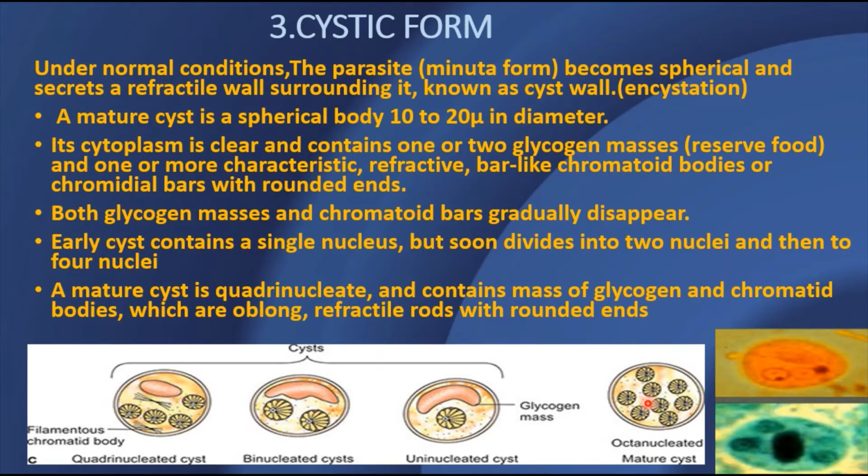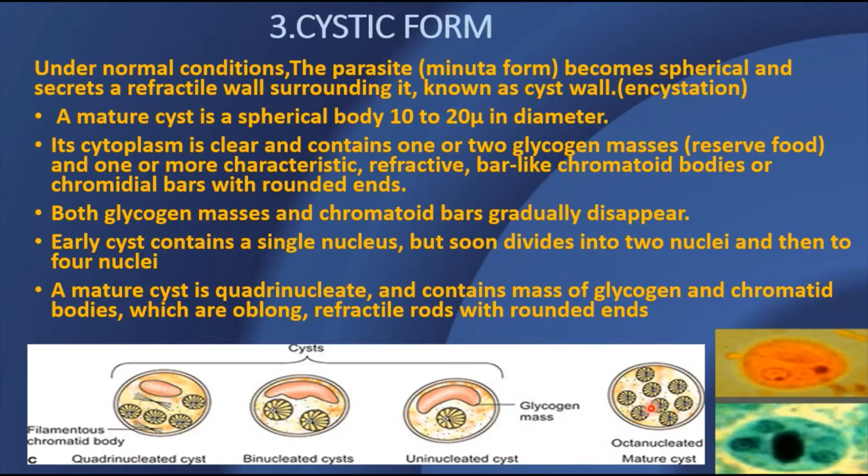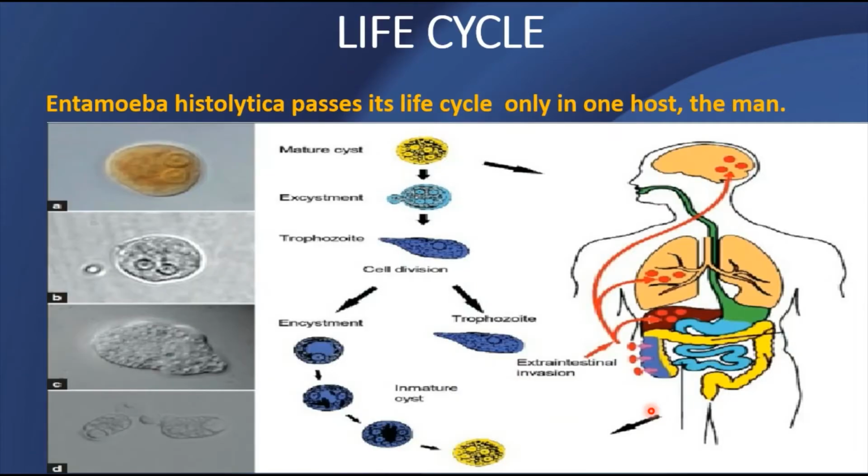Now we have learned all three forms of Entamoeba histolytica: first the trophozoite, then the second one, the minuta form or precystic form, and the third one, the cystic form. Now coming to the life cycle of Entamoeba histolytica, as I told you, it is monogenetic. That means its life cycle is completed in only one host, especially man. The mature quadrinucleate cyst is the infective form to man.